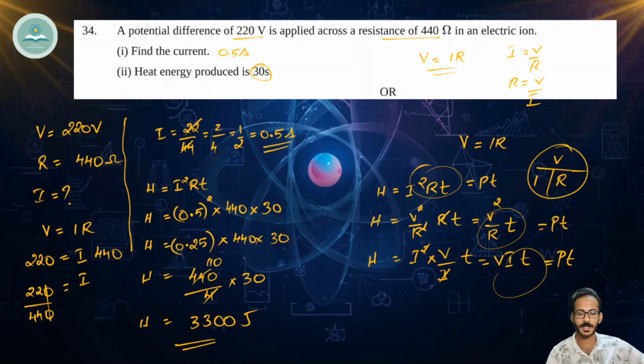Just remember all this. We need not memorize all these equations. Just remember the first equation: Ohm's law, V is equal to IR. Then remember Joule's law, H is equal to I square RT. Then, based on the substitution, you will be able to get the equations. Based on whatever is available, substitute in the correct equation and get the answer. Now, we'll go to the next question.